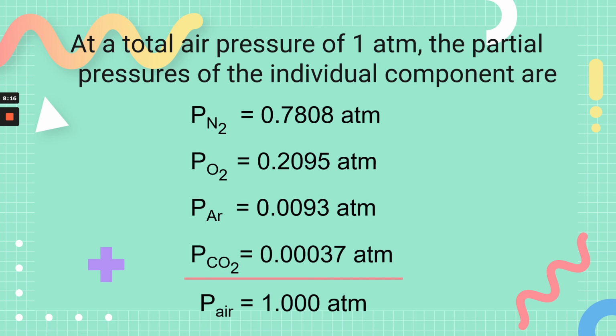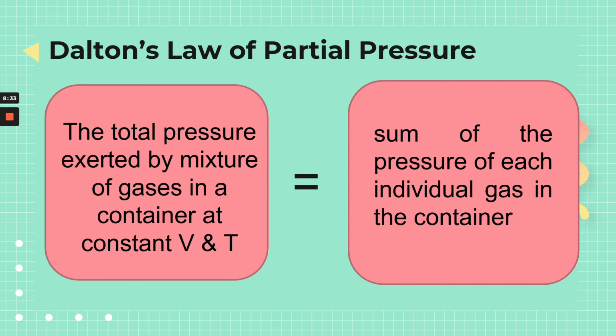So this example shows that the total pressure exerted by a mixture of gases in a container at constant V and T is equal to the sum of the pressure of each individual gas in the container. This is Dalton's law of partial pressure.